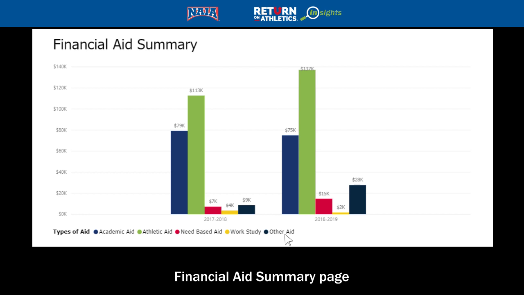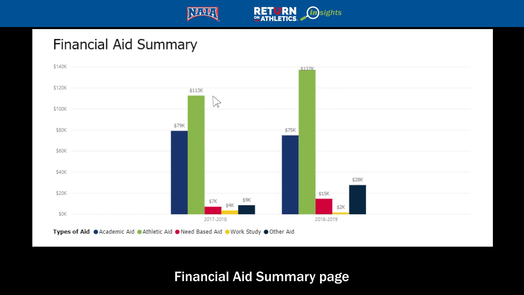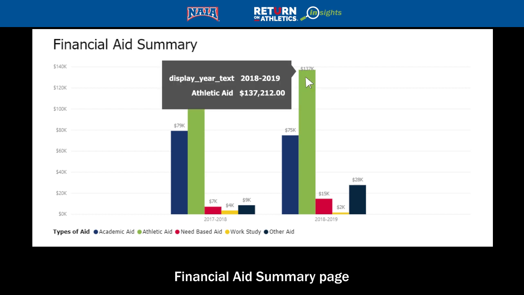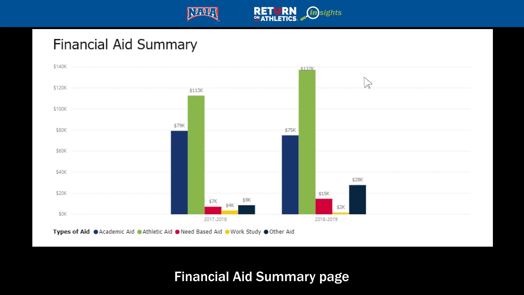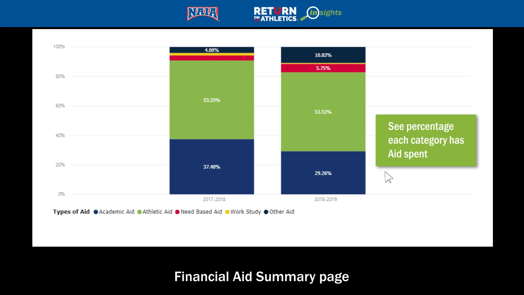The admin for NAIA Private University can now see that their athletic aid increased $24,000 from 17-18 to 18-19, and that there were other minor increases and decreases in other categories. They can also see the percentage at which each category makes up the entire amount of aid spent.